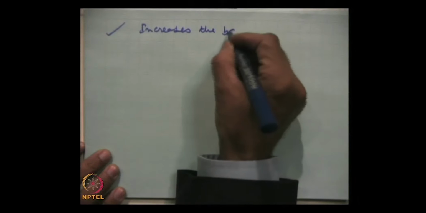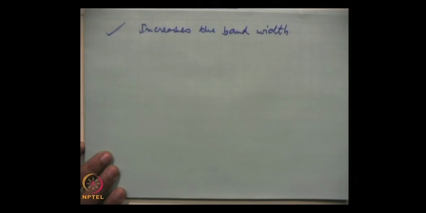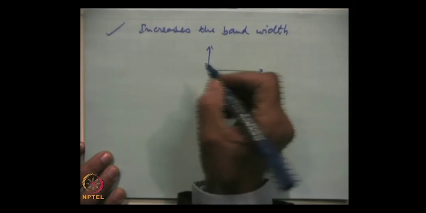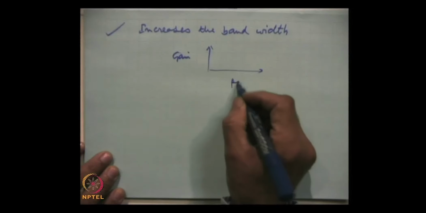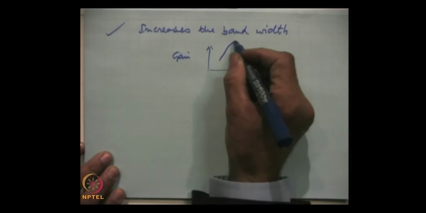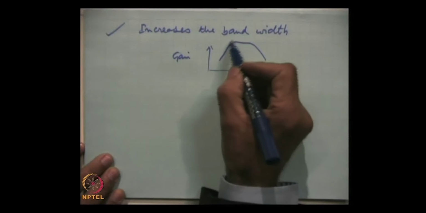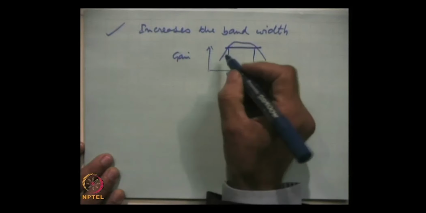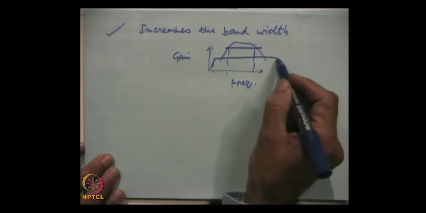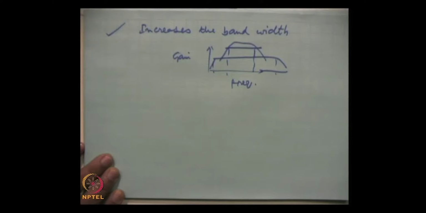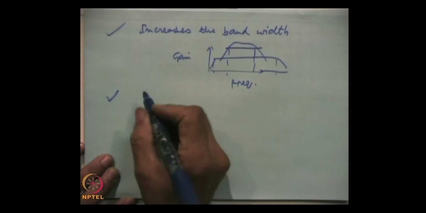Further, it increases the bandwidth. For example, the gain frequency characteristics, in general for an amplifier are like this, and this is called the bandwidth. This bandwidth can be increased by incorporating the negative feedback. So, which is the requirement? Some applications like television and similar, there are situations we require large bandwidths. So, how we achieve? We achieve by incorporating negative feedback.